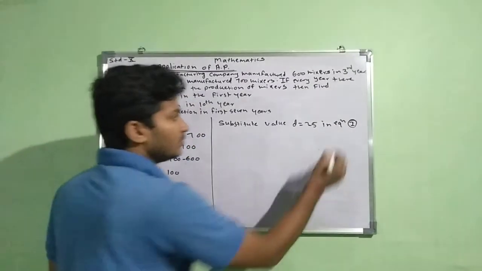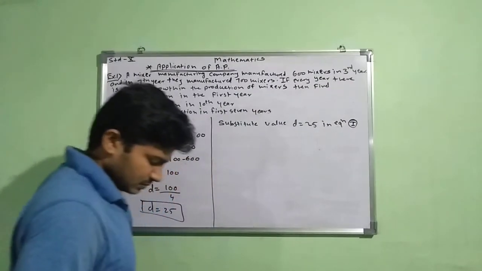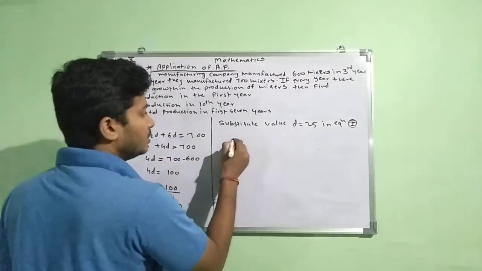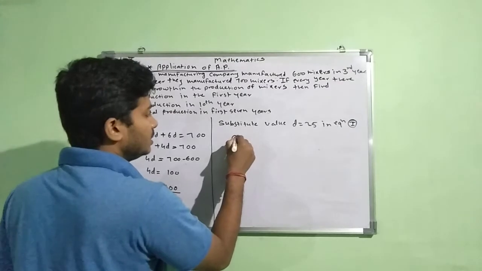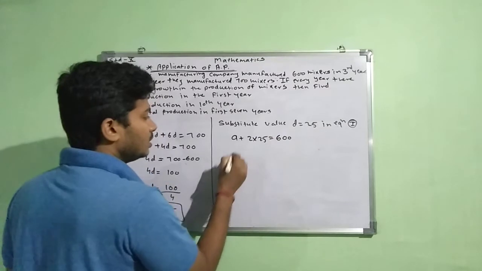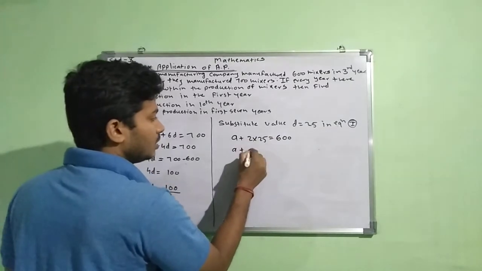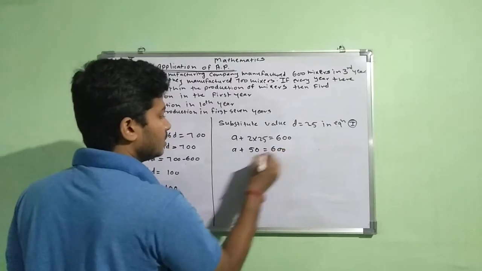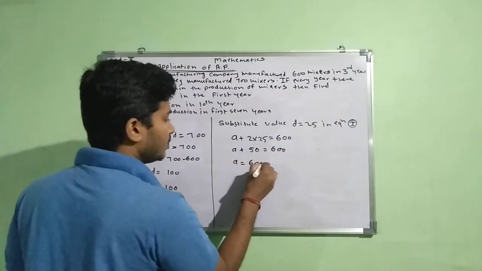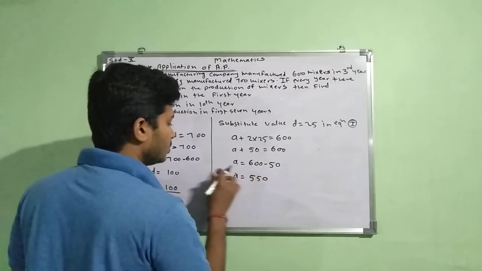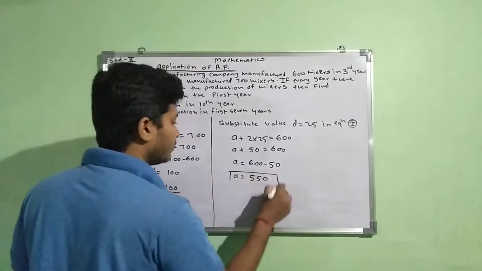So our equation 1 was a plus 2d is equal to 600. So now we have to substitute that value. Our equation 1 was a plus 2d. So a plus 2 into 25 is equal to 600. So a plus 50 is equal to 600. So a is equal to 600 minus 50. So a will be equal to 550. So here we got that value of a as 550.